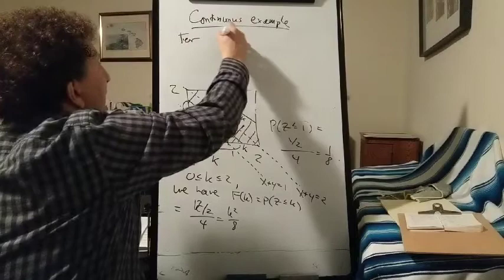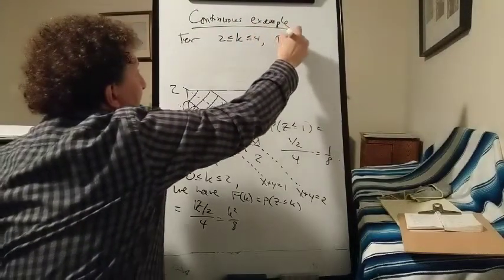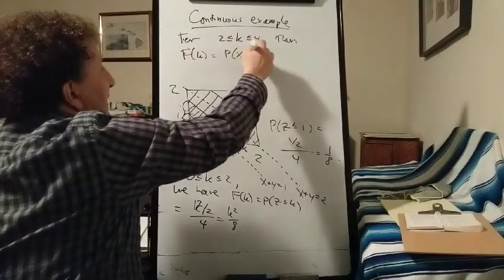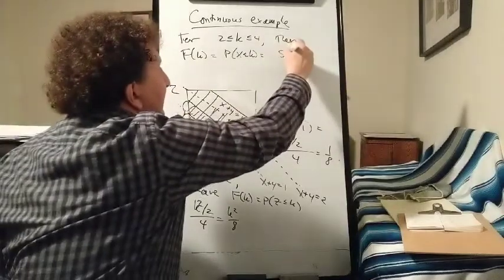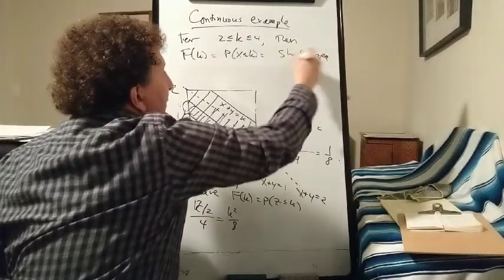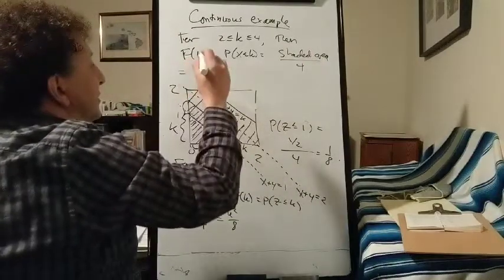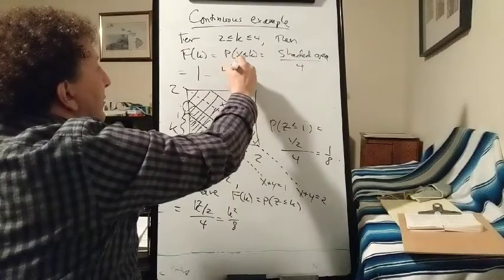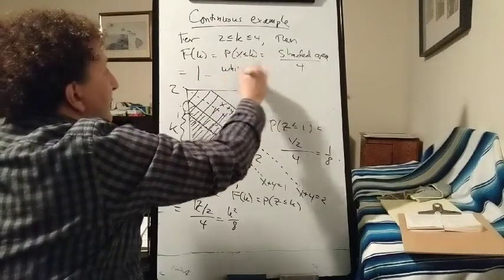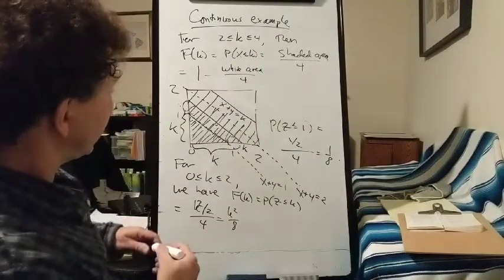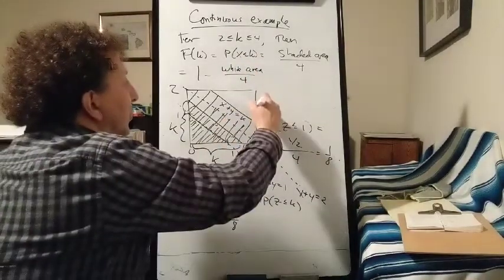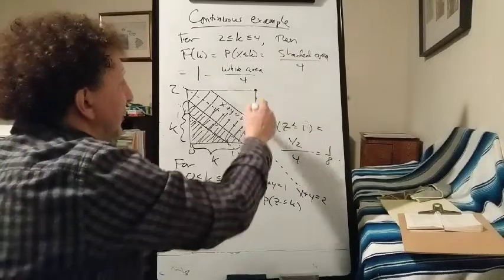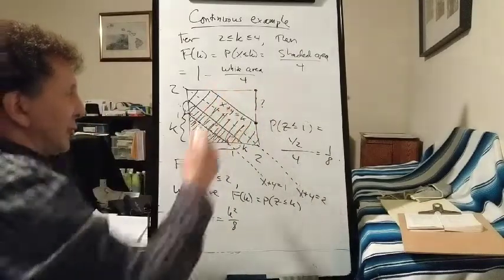So if k is between 2 and 4, then capital F of k, the probability that z is less than or equal to k, is the shaded area over 4, which is 1 minus the white area over 4. So we need to figure out what this length is here, from this point to that point, because the area of the white region is that thing squared over 2.